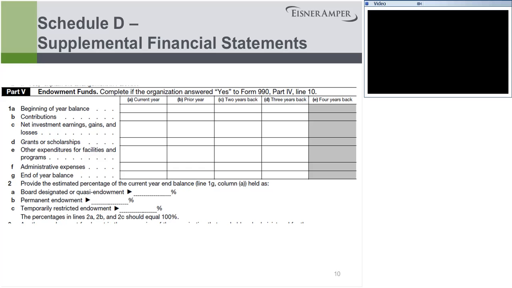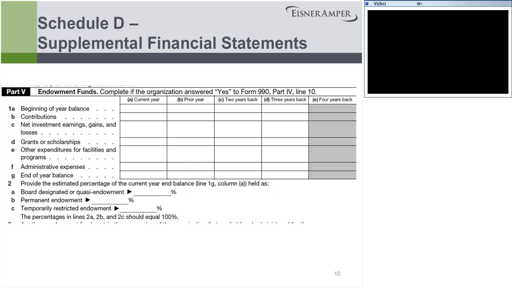So you may have seen that in the past this might not have been filled out correctly simply because it was very unclear what the IRS was actually asking. But now this should really model the same table that you would see in the financials, and it shows you how the endowment did during the year.